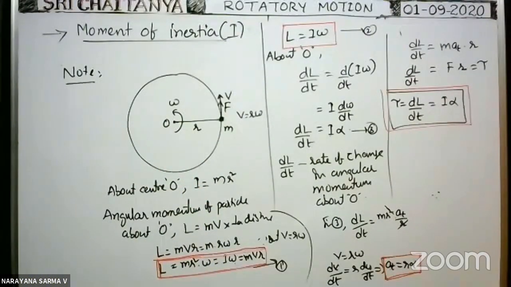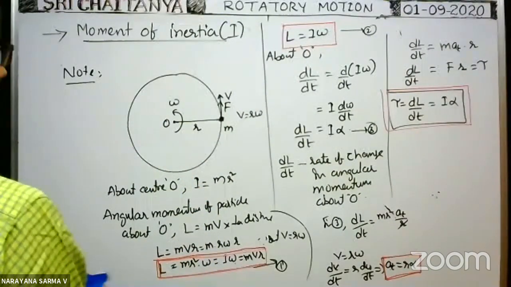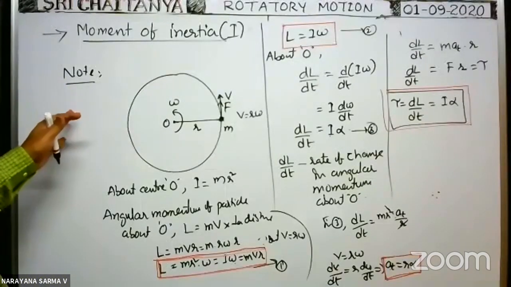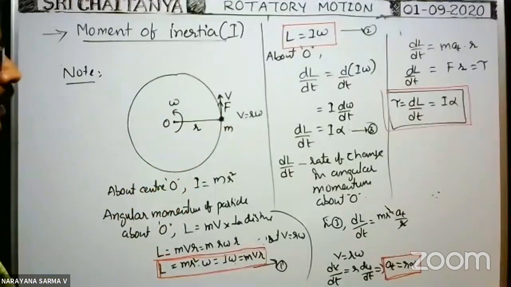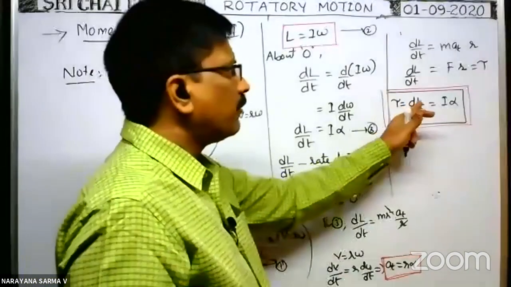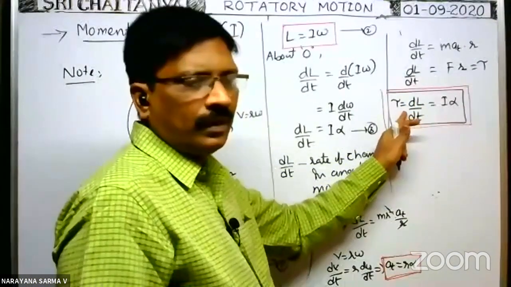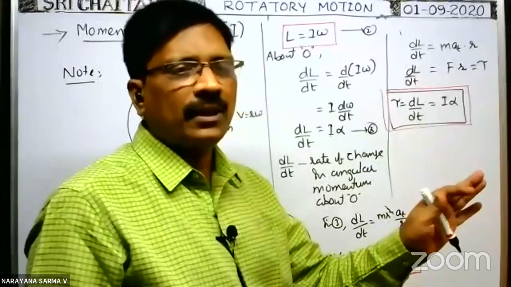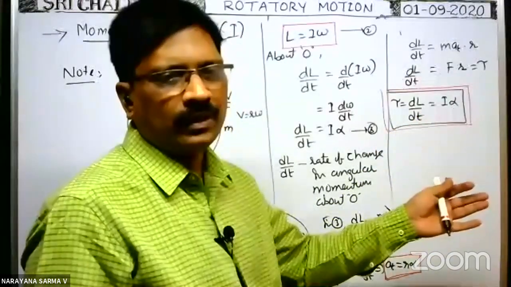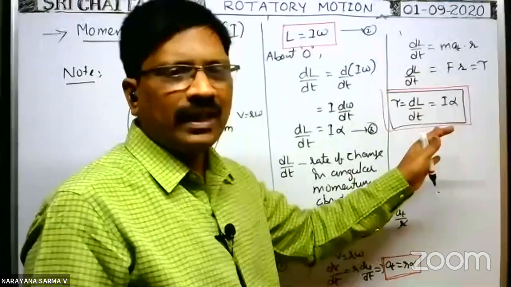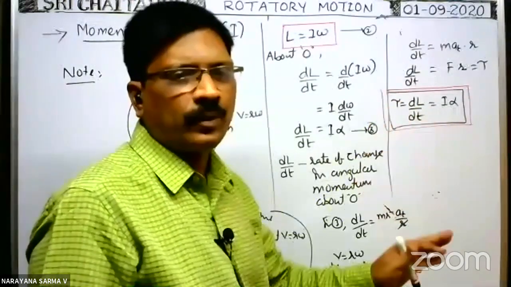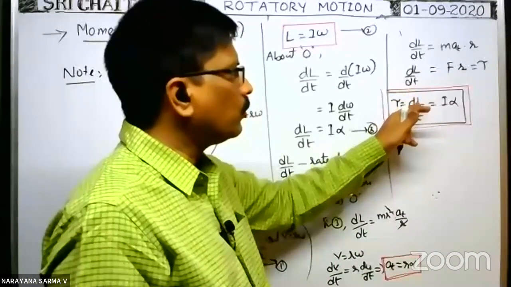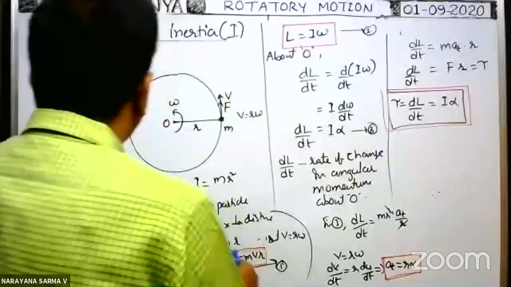Now, this note point gives the relation between torque and moment of inertia, torque and angular acceleration. The rate of change in the angular momentum of a body is equal to torque. The rate of change in the linear momentum of a body is equal to the force acting on a body. F is equal to dp by dt. Here, the rate of change in the angular momentum of a body is equal to torque.